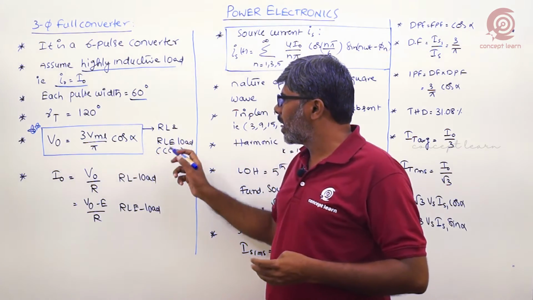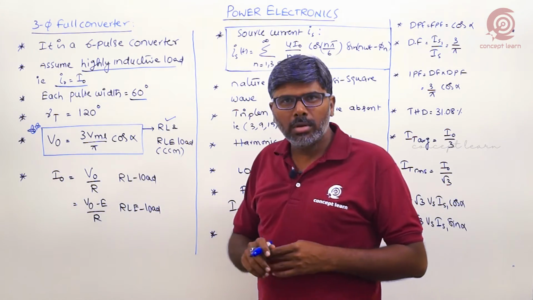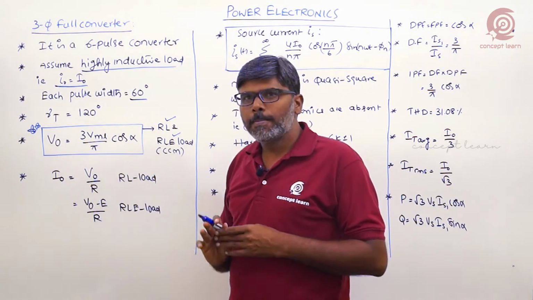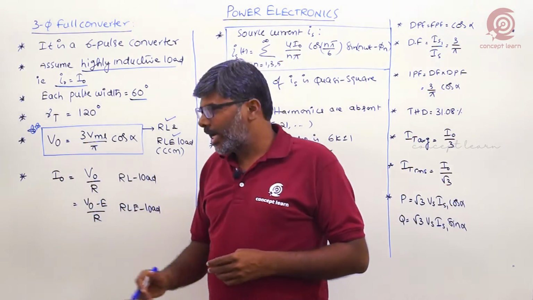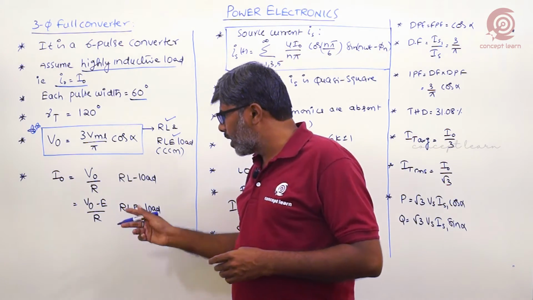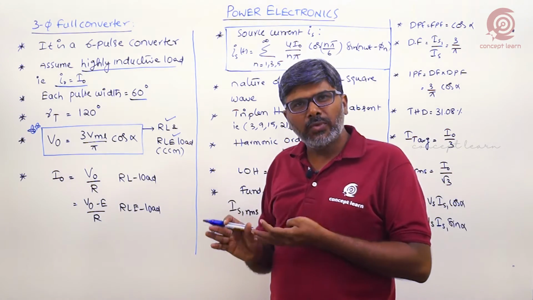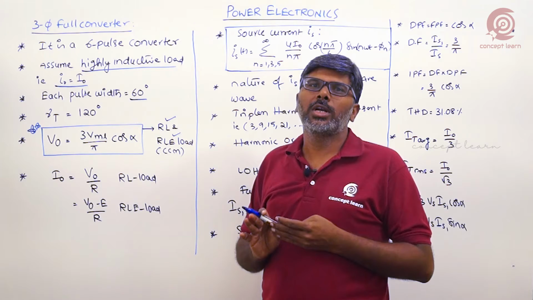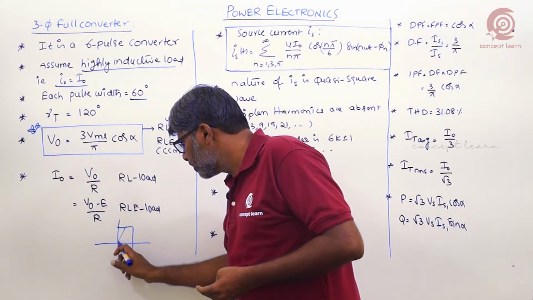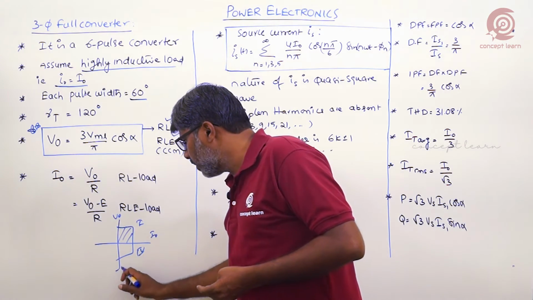This is for RL and RLE load under continuous conduction mode. So if our load is inductive, or inductive with a battery source, then it is common. Now when you come to the average current expression, I0 is V0 by R for RL load, and V0 minus E by R for RLE load. As with the single-phase full converter, the three-phase full converter is also a 2-quadrant converter, because it gives operation in the first quadrant and fourth quadrant, with V0, I0 and minus V0.